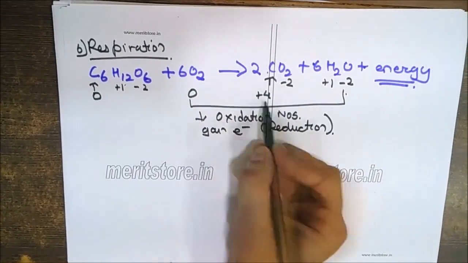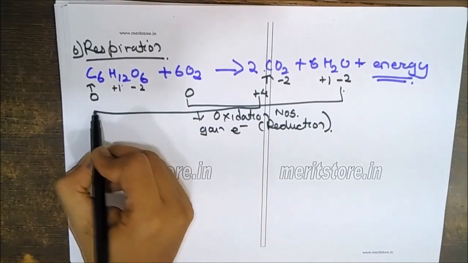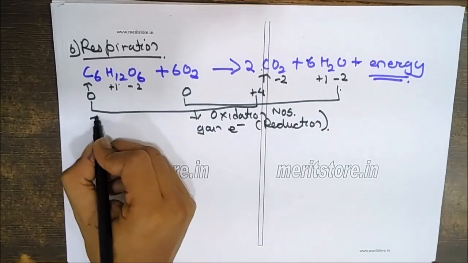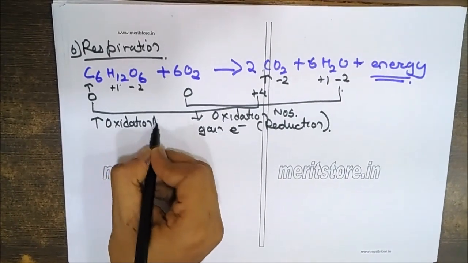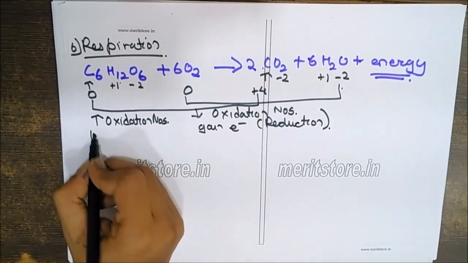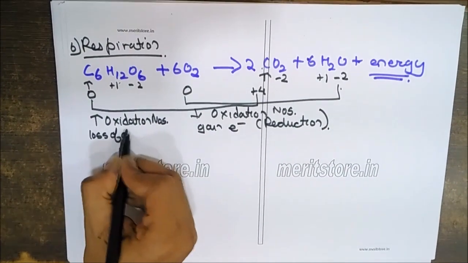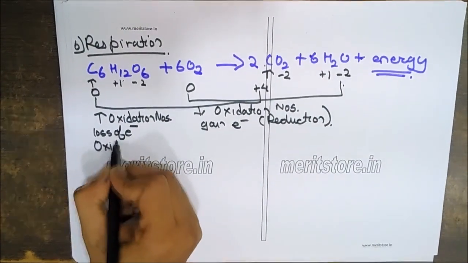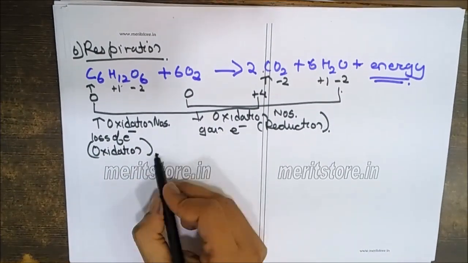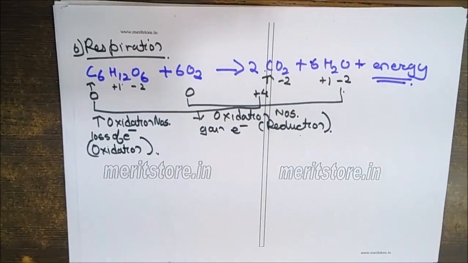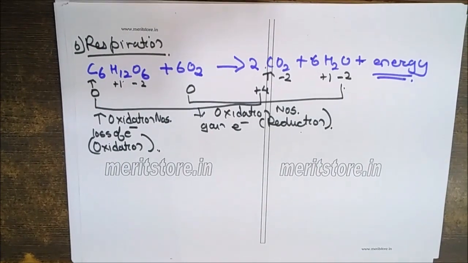On the other hand, if you look at carbon, in carbon there is an increase in oxidation number, which means there is loss of electrons, which means oxidation has occurred. So again, reduction and oxidation occurring simultaneously, it's an example of a redox reaction.